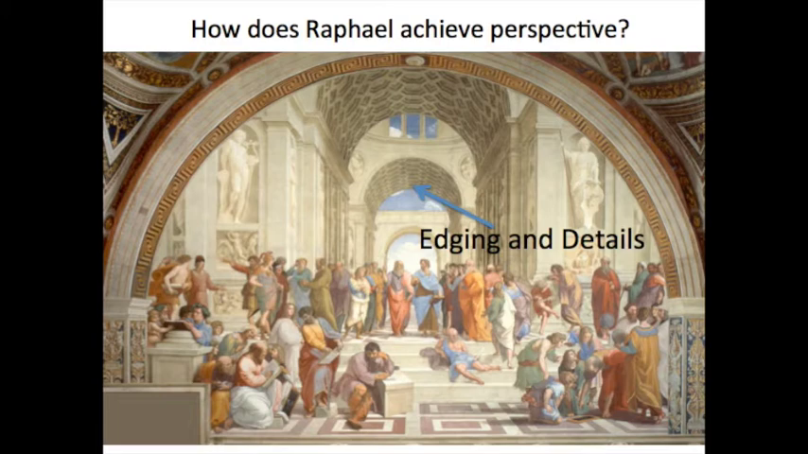This is the third way, edging and details. If you look at this image, you can see right up here, the details on the ceiling are very clear, but as we get further away, in this archway, the details are blurrier, and by the time we get to this archway, we can't see the details at all. So that's one other way of how to achieve perspective. As things get further away, they get blurrier.